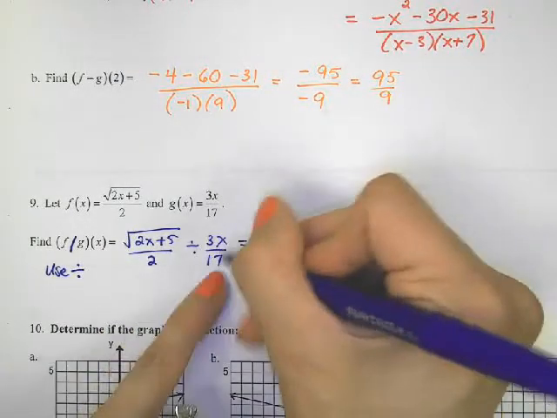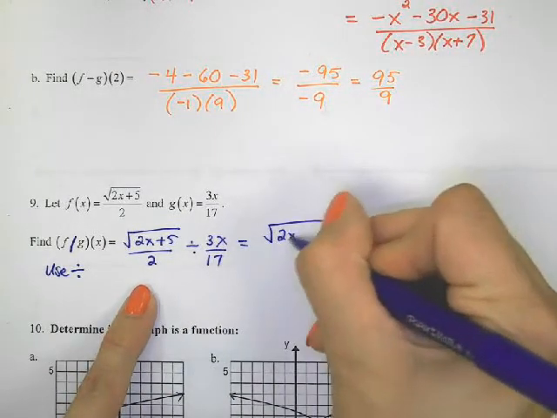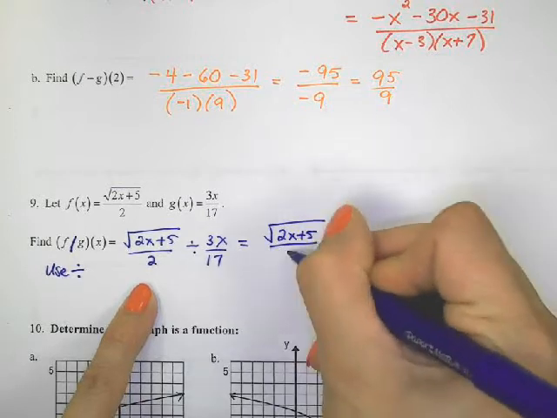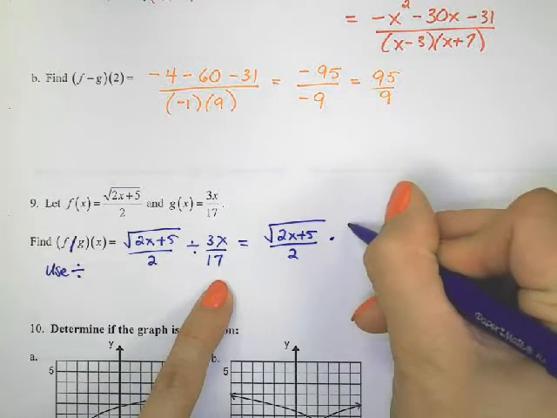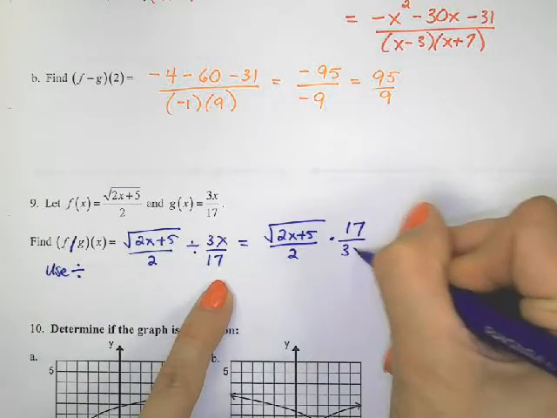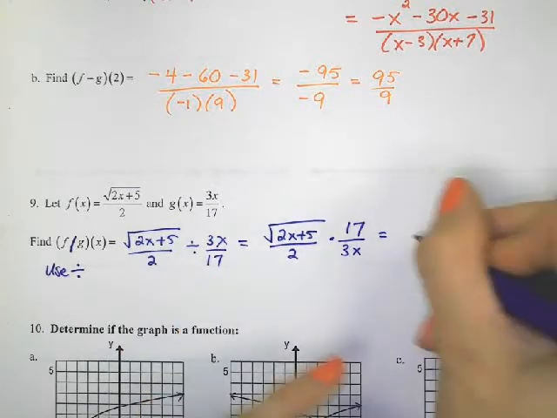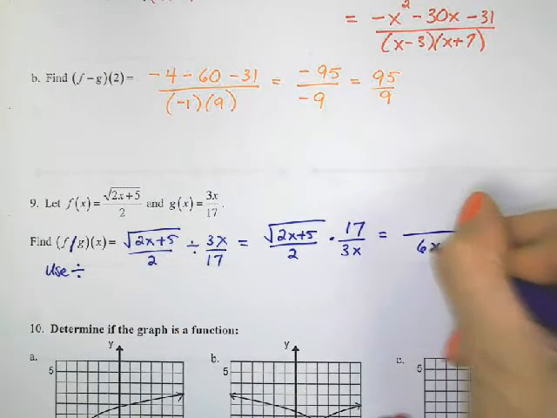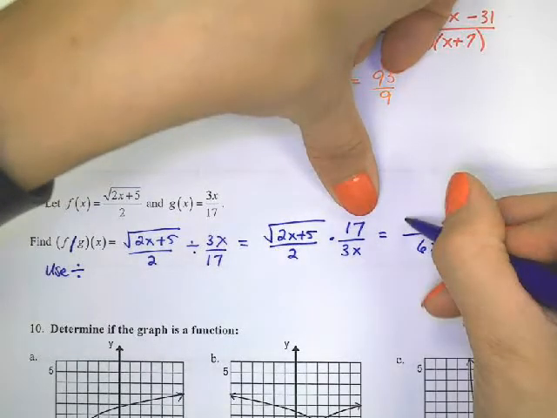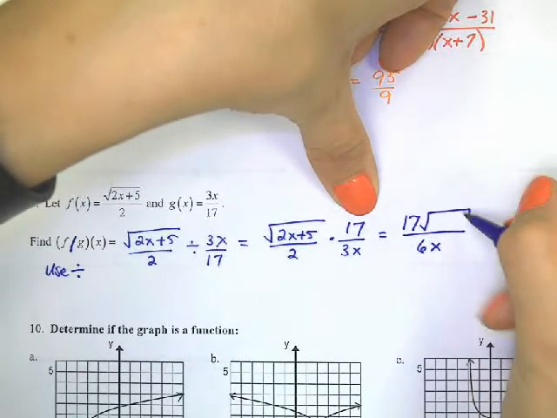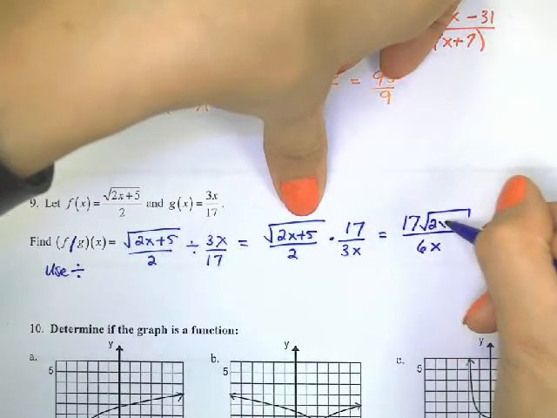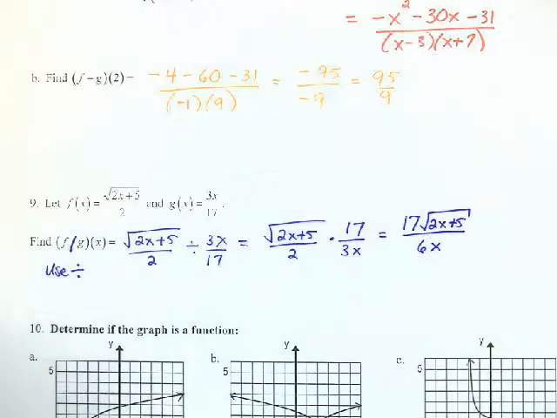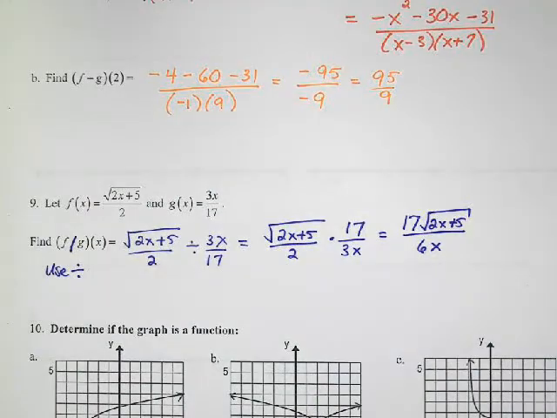So let's go ahead and flip the second one. 2x plus 5 over 2 times 17 over 3x. So the denominator is going to be 6x. I'm going to write that number out in front of the radical. That way it doesn't accidentally look like it's underneath the radical sign. And there's f divided by g of variable x.